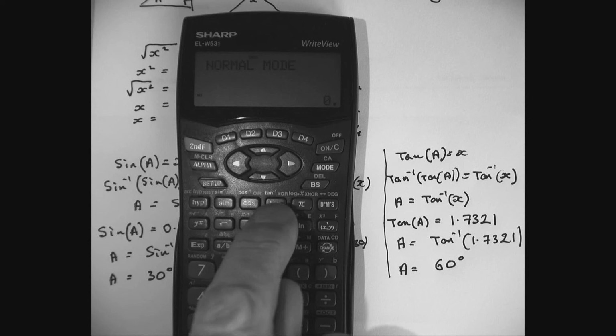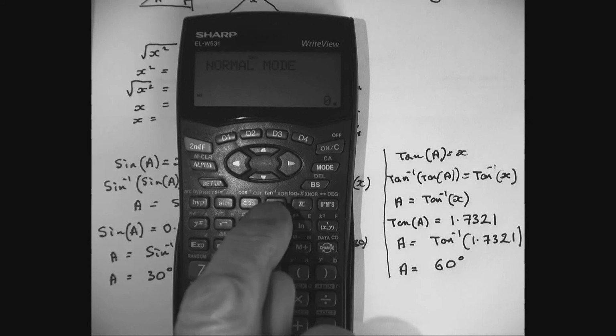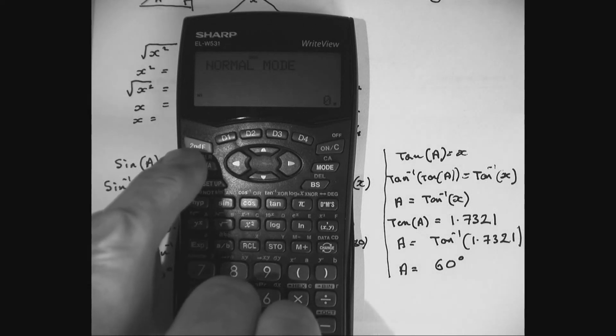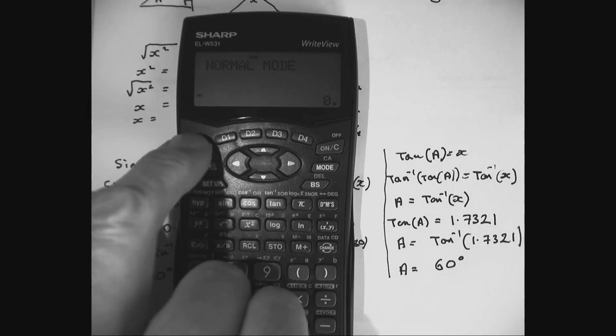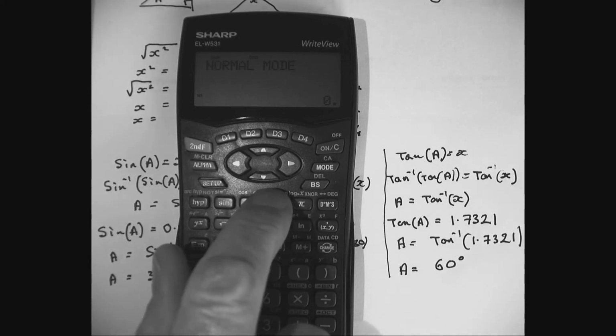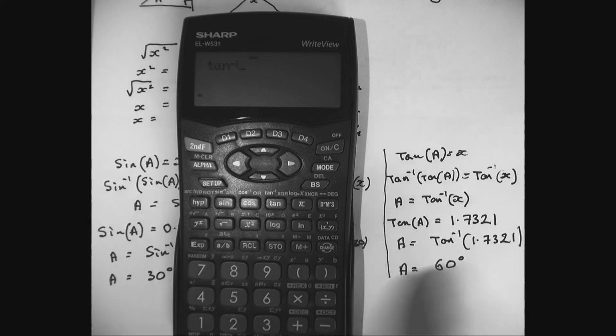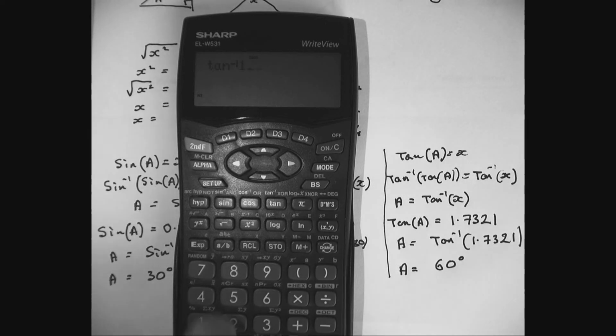Here is the tan button. In yellow above it is the inverse tan. You get at that by pressing the second function, this yellow button. So we have inverse tan of 1.7321 equals 60 degrees.